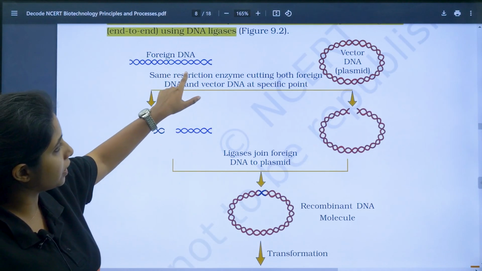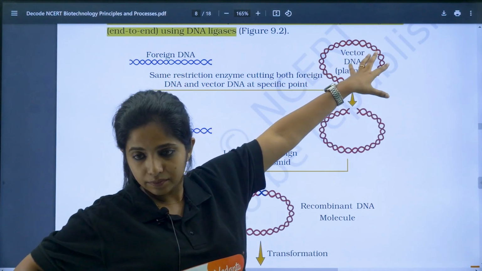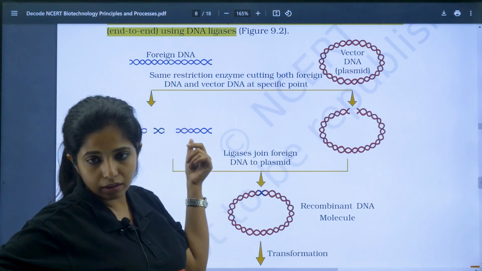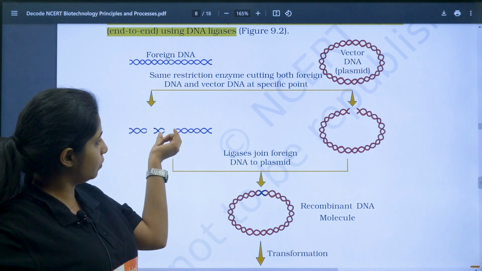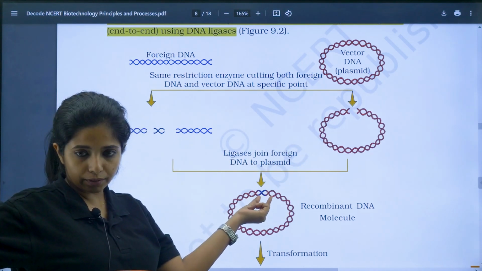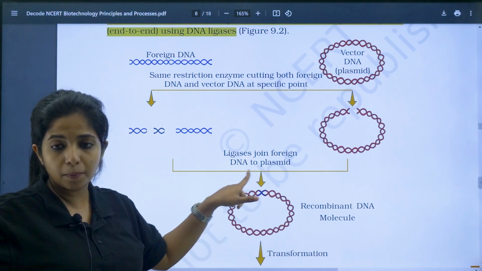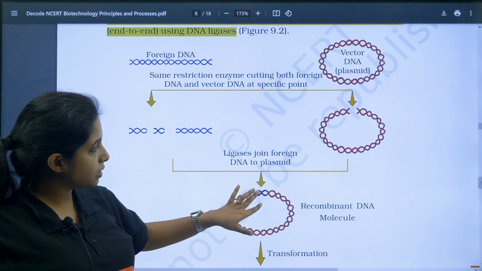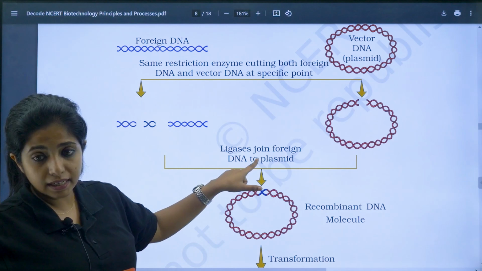For example, this is the foreign DNA. This is the vector plasmid that I am having. I made a cut over here and I made a cut over here. What am I going to do? I am going to put it over here. This is now a recombinant plasmid, my dear children. What do I call this? This is a recombinant plasmid. I use ligases to join them.